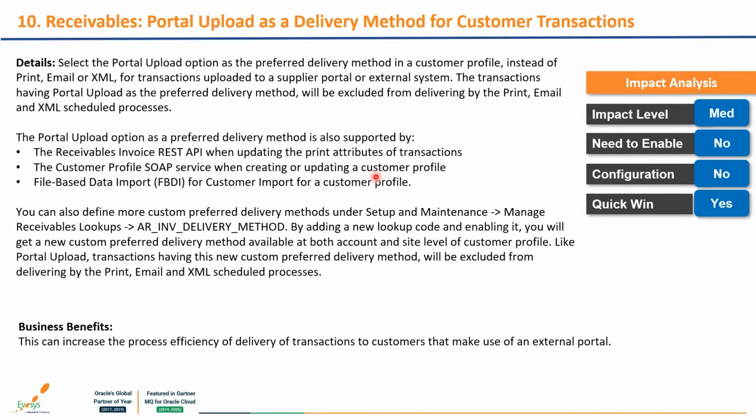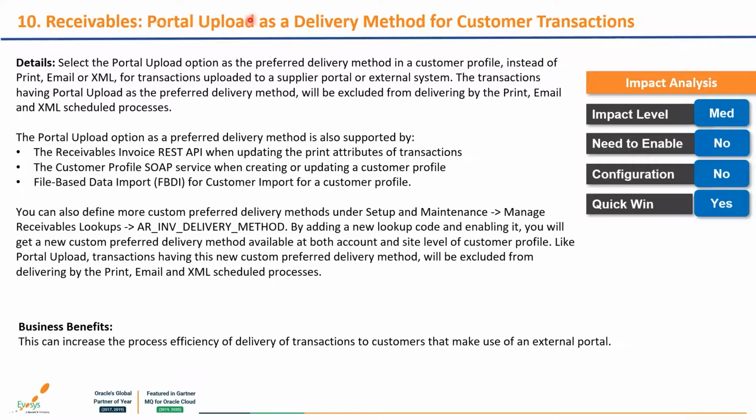The next and the last one in the quick win category we have is an update for account receivables, right? So this update is more about the customer profile, right? So in the customer profile, be it account level or site level, we had a field called preferred delivery method, right? And till now we had three options: print, email, and XML, right? But with this update, Oracle has introduced a new preferred delivery method, which is called portal upload method.